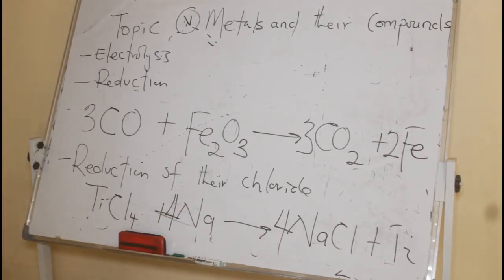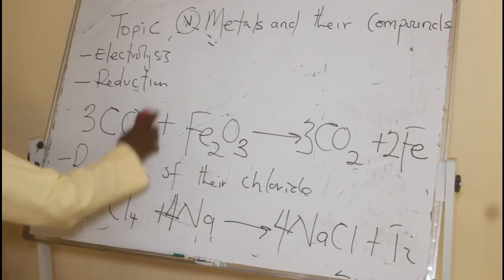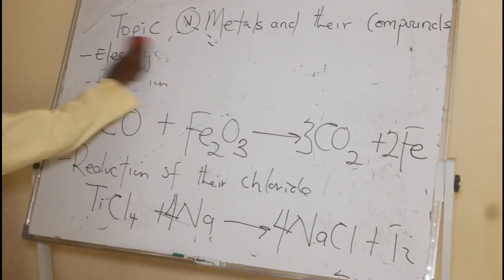This is another example of production, or extraction or separation of metals from their ores. Reduction of oxides, reduction of their chlorides, because this is titanium chloride. It has been reduced by sodium metal to give sodium chloride and the pure titanium. The last is the reduction of their sulfides, which I am supposed to, let me squeeze and write it here.